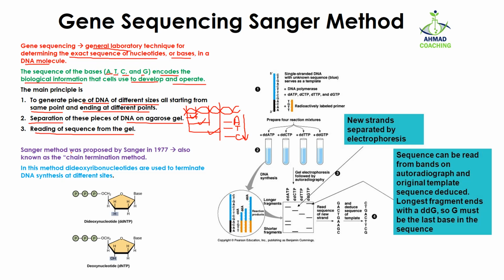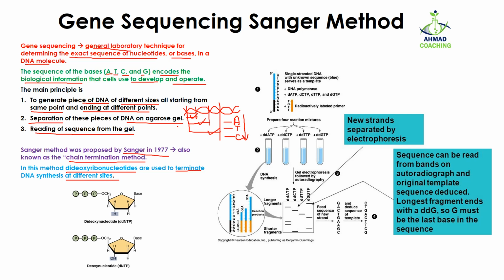The Sanger method was proposed by Sanger in 1977. It is also known as the chain termination method. So if you say Sanger method or if you say chain termination method, both are the same. Why is this method called the chain termination method? Because in this method dideoxyribonucleotides are used to terminate DNA synthesis at different sites.